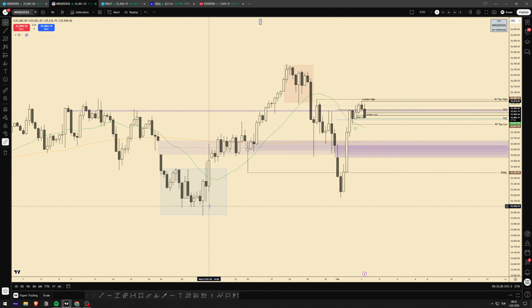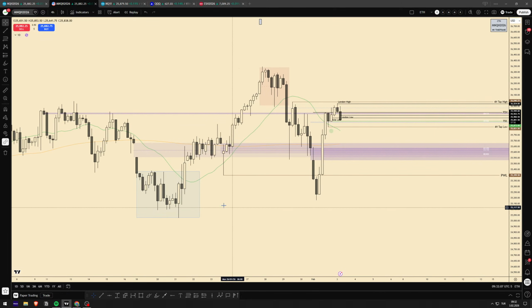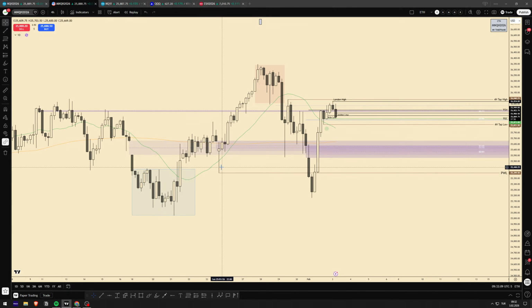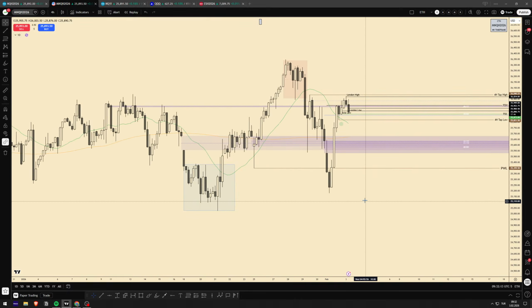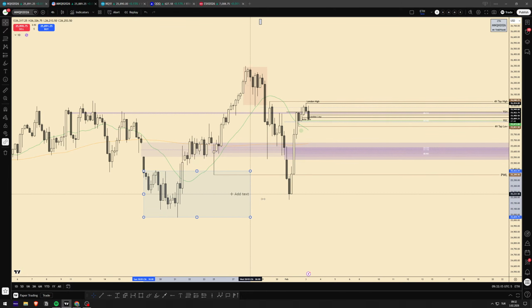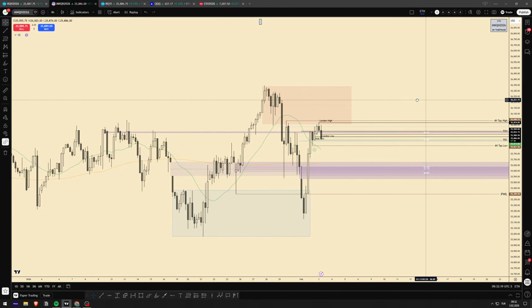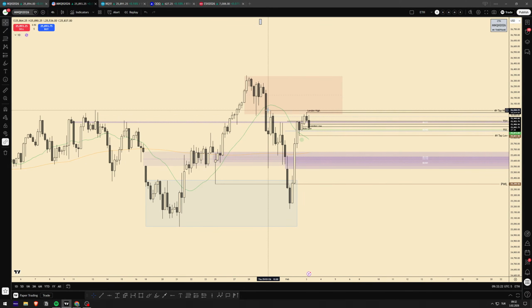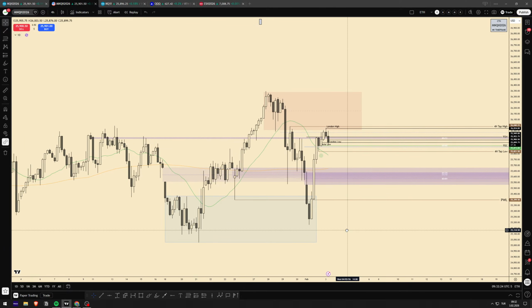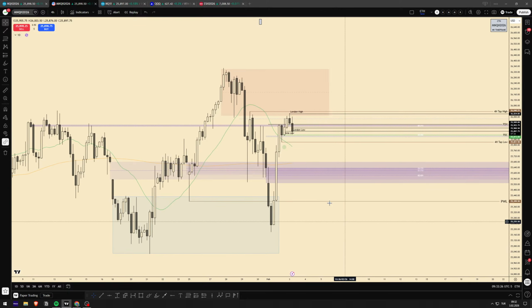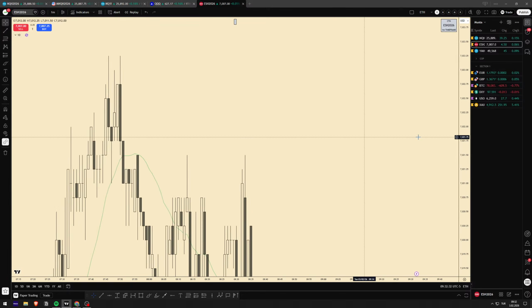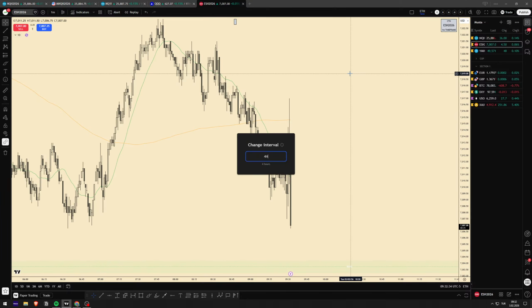You see price tested this here and came back once again, and the same logic might be seen over here. First test and second test. I would ideally see this level get swept. But before that, I want to check the ES chart.